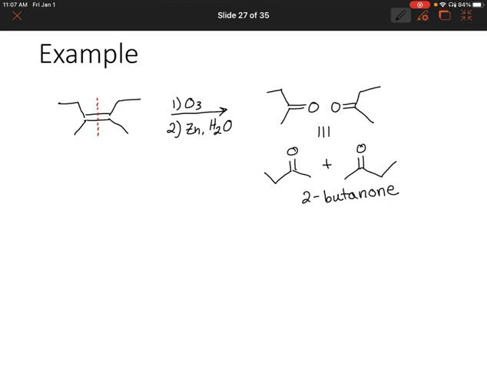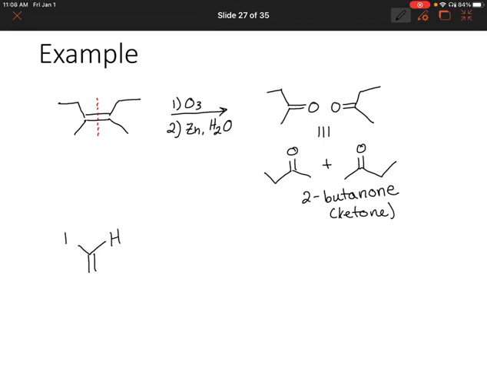Ketones, because the carbon that's double bonded to an oxygen has two other carbon groups attached. So that would be a ketone. And we'll learn how to name ketones later on, so don't worry about that right now. Okay, let's try one more.